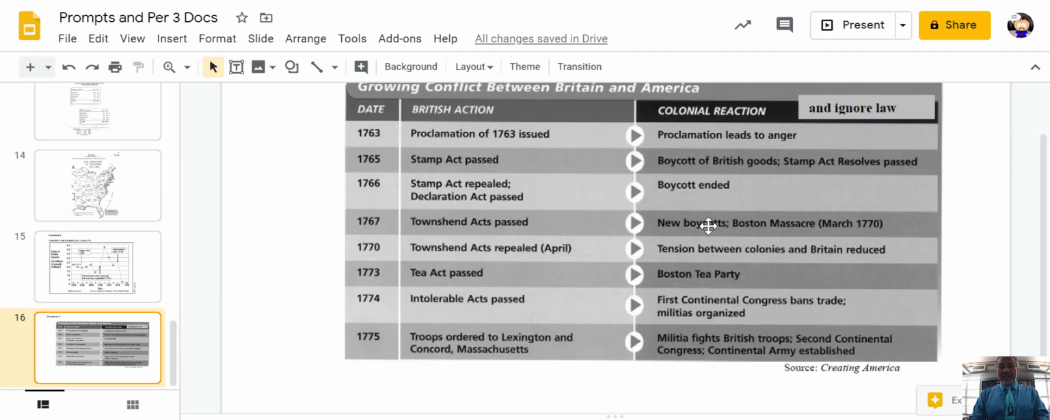This last one is just the colonial reaction. This is more informative for you guys. You're not going to get something like this. This is pretty basic and kind of more middle school, just more info for you guys.